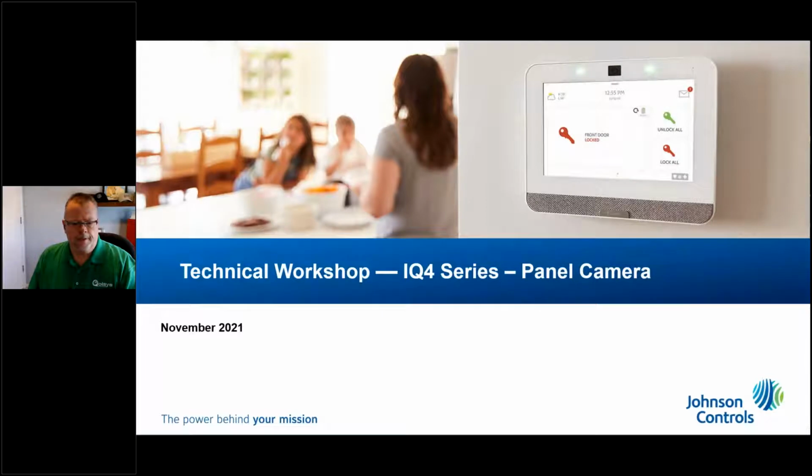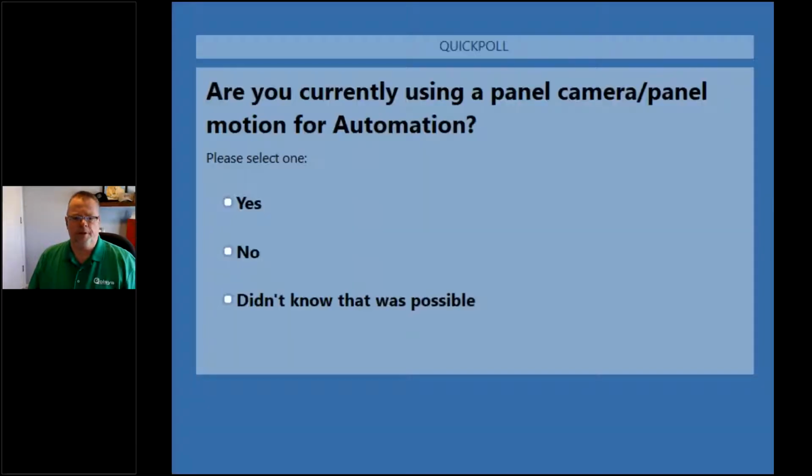All right, and the last one. Are you currently using a panel camera or panel motion for automation, any kind of notifications? It's a yes, no, or didn't even know it was possible. So about 50% are not using it, and a fair amount of you didn't even know that was possible. So this will definitely be very key as we go through this webinar. You're going to see some pretty cool stuff that you can do with the panel camera. Just give everybody a couple seconds to vote.